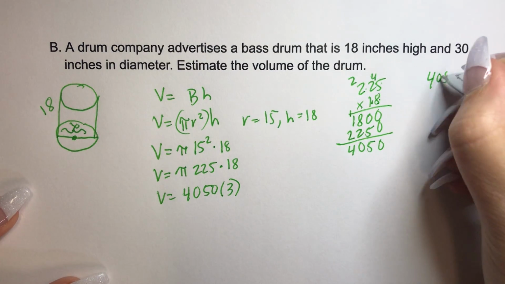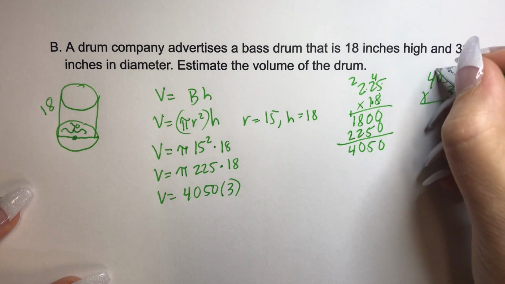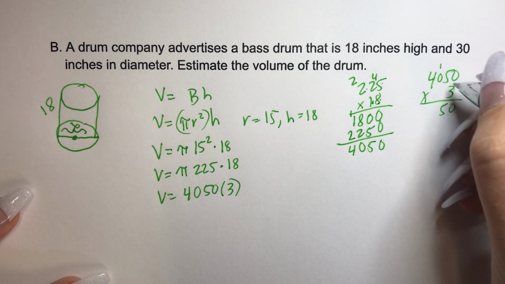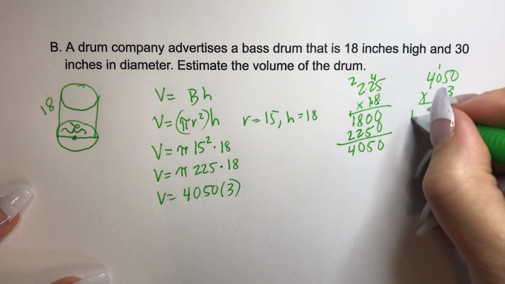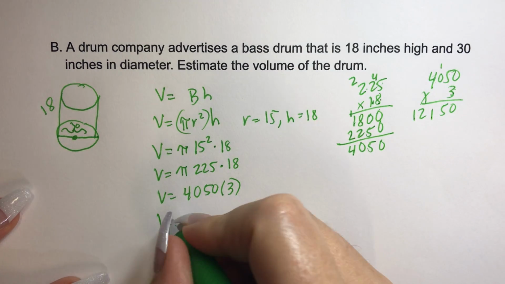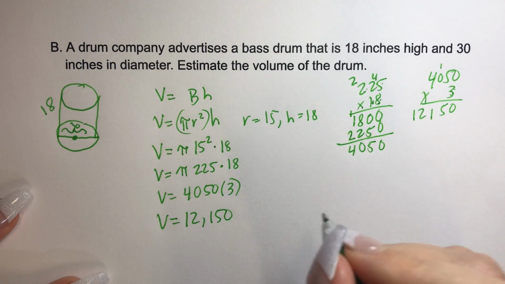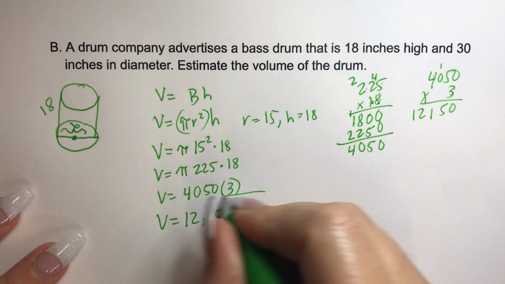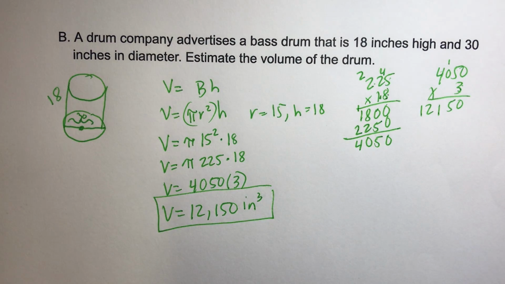So 4,050 times 3 would be 0. The 3 times 5 is 15. Right, carry the 1. 3 times 0 is 0, plus 1 would be 1. And 3 times 4 is 12. So we have an estimate volume of 12,150 inches cubed. So if you got that one right, great job. And I will see you in a little bit for the next example.